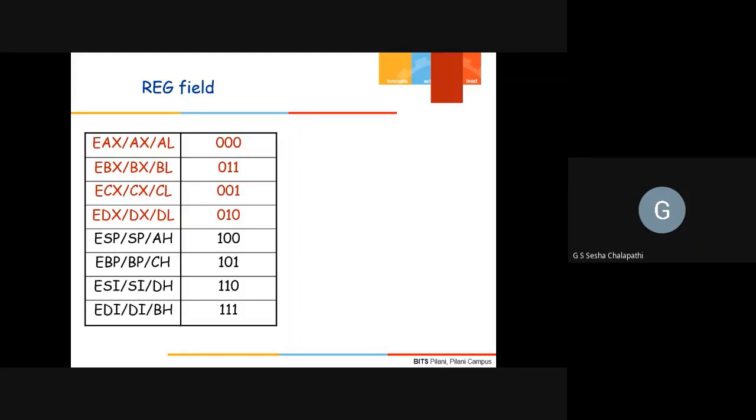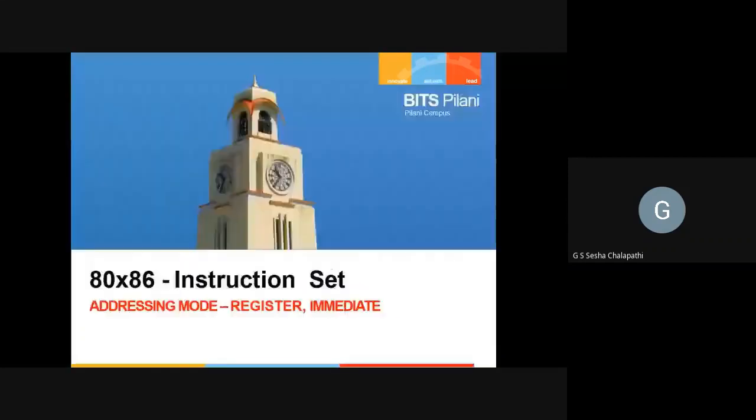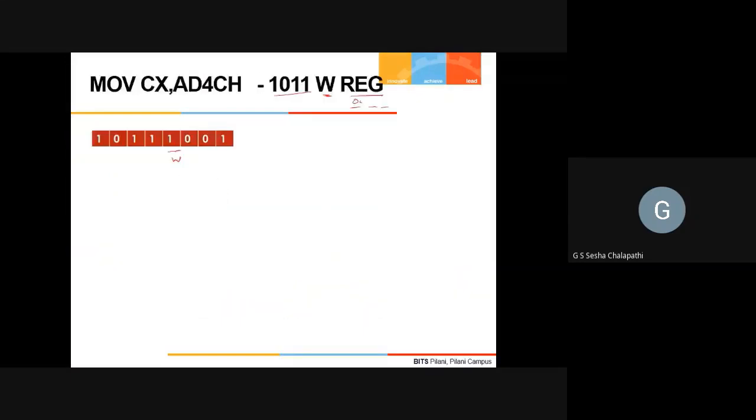Whether it is CX or ECX will depend on whether you have an address or register override byte or not. Now, what is a register override byte? Please hold on, we will look at that. Some important point that we have to note here: the whole instruction will be this one. 1011, 1001. This is the W bit, then this is the reg field, followed by the immediate value that you are trying to move.